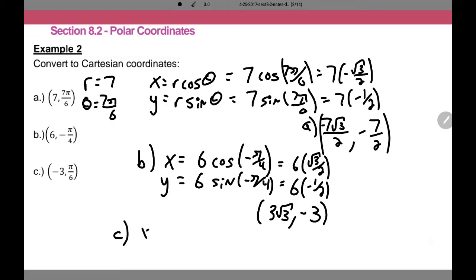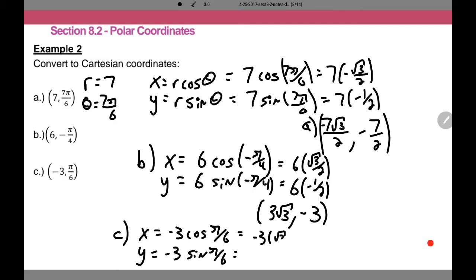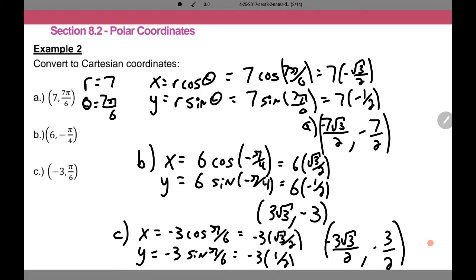And then for part C, we're doing the same exact thing, except we're using pi over 6 and negative 3. The cosine of pi over 6 is square root of 3 over 2, and the sine of pi over 6 is 1/2. That gives me my final answer of negative 3 square root of 3 over 2 for my x-coordinate, and my y-coordinate would be negative 3 over 2.